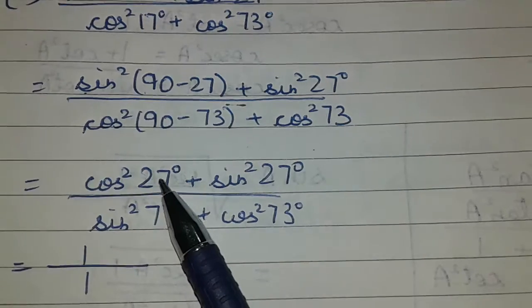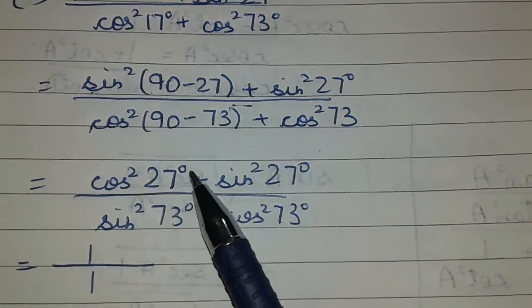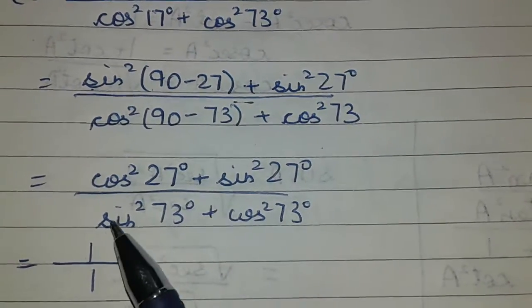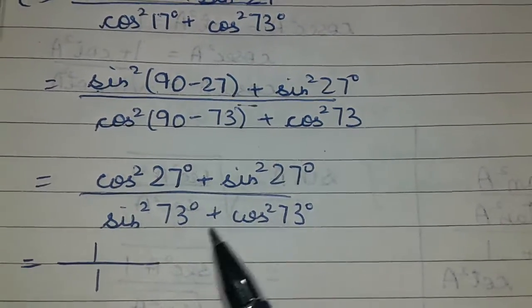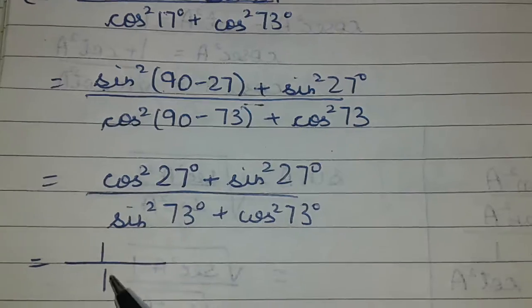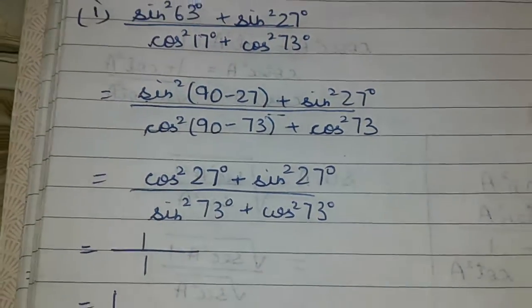And one of the trigonometric identities is sin square theta plus cos square theta is equal to 1. So it can be written as 1. Again, sin square theta plus cos square theta is equal to 1. It will be 1 upon 1 and the answer will be 1.